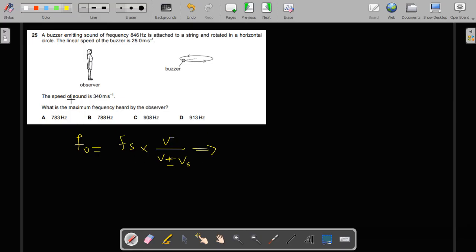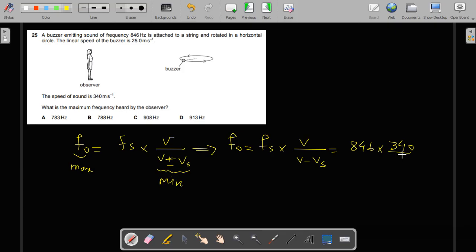So if F is maximum, then the denominator should be minimum. So you should use minus. So FO equals Fs times V over V minus Vs. If you substitute numbers, 846 times 340 divided by 340 minus 25, you will get 913 Hertz. So D is right. Question 25, D is right.